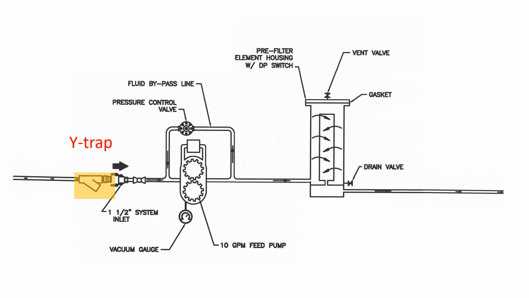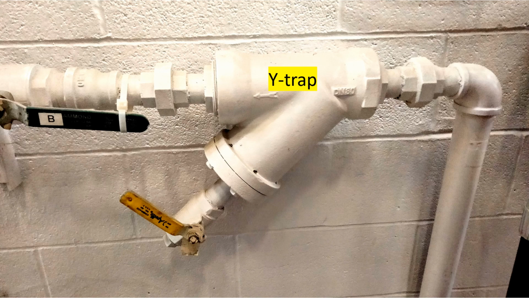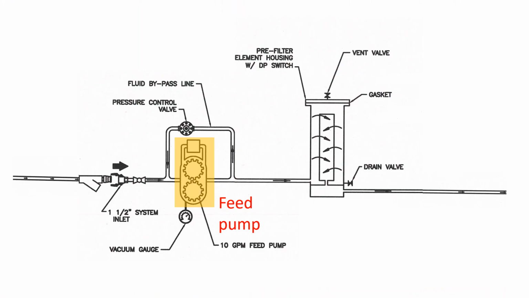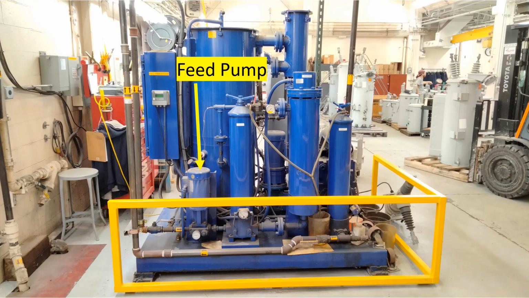The first thing we see is the Y-trap. The Y-trap is a screen filter that catches any large particles that may be in the oil. The Y-trap is located on the wall next to the Blue Goose. Next, we have the feed pump. The feed pump draws the oil out of the tank and into the machine.